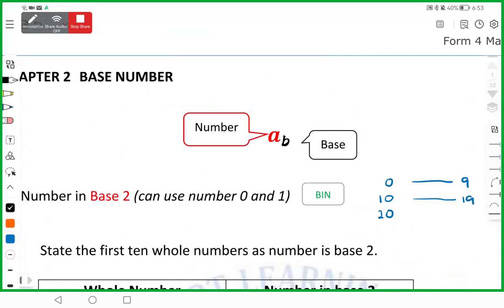So if it's base 2, that means we only have 2 digits start from 0. So if it's base 2, you won't see 2. That's the idea. If it's base 3, you won't see 3. You won't see the digit 3.